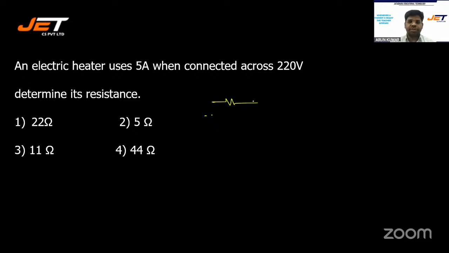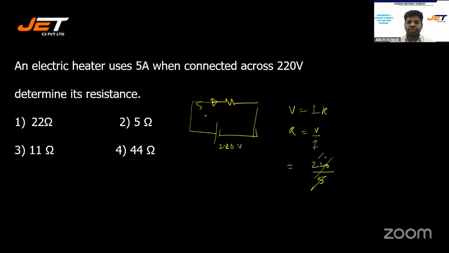So there is a resistor through which 5 amperes flows, and that's connected across a battery of 220 volts, or a power supply of 220 volts. So V is equal to IR, R is equal to V by I. So V is 220, I is 5, 44 ohms.